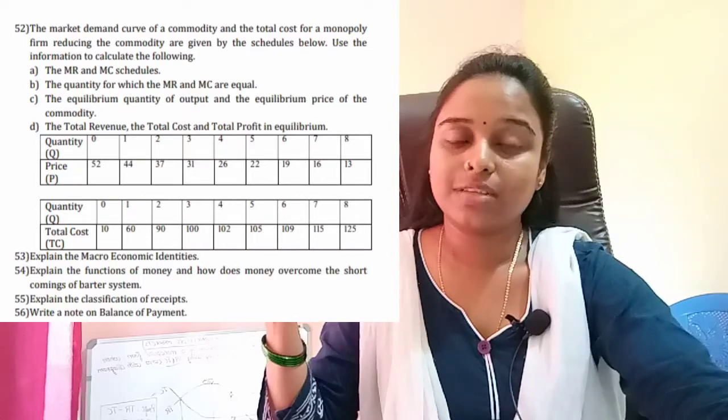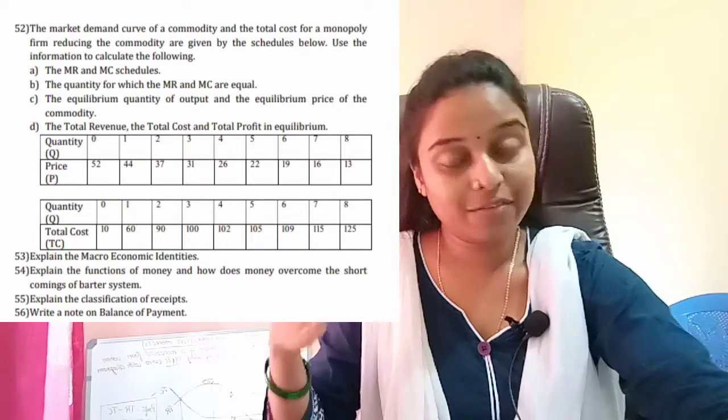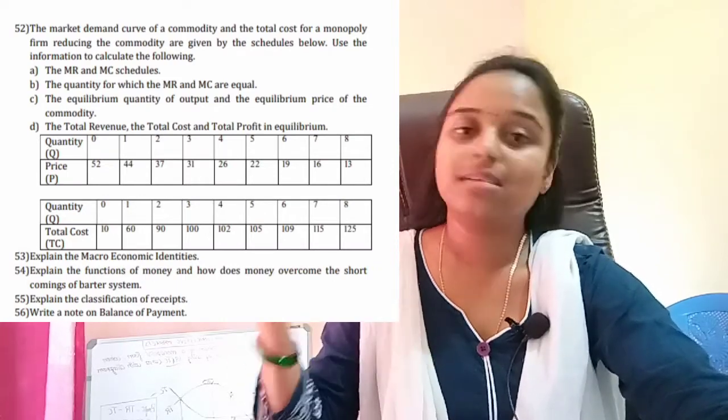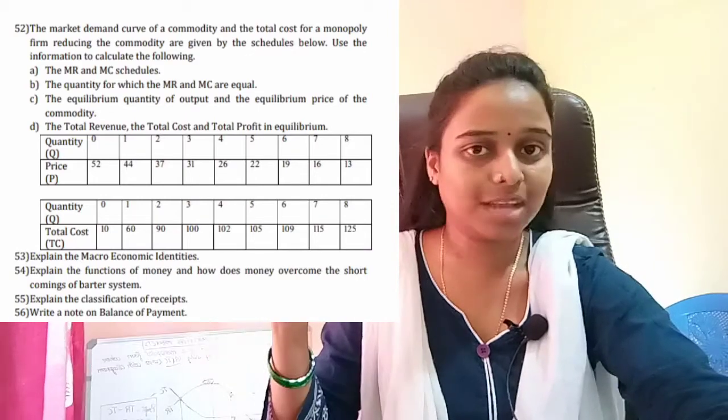So classification of receipts, we are classifying it into revenue receipts and capital receipts. And under revenue receipts, tax revenue and non-tax revenue. So we have such classifications, right?